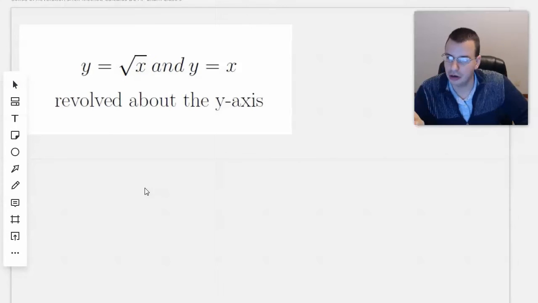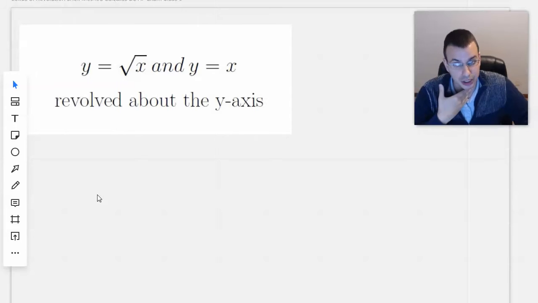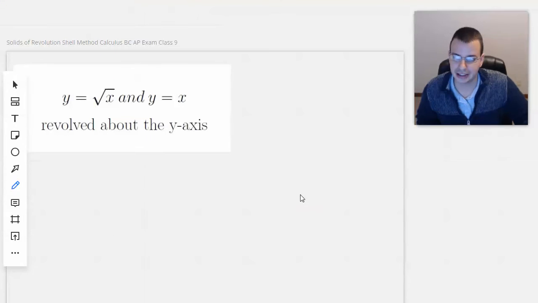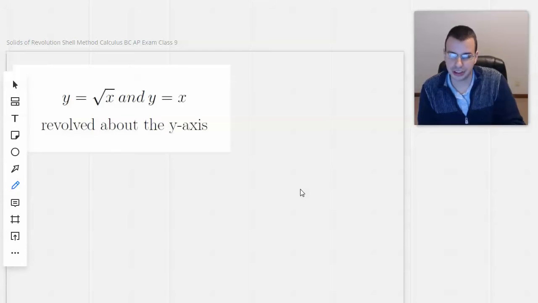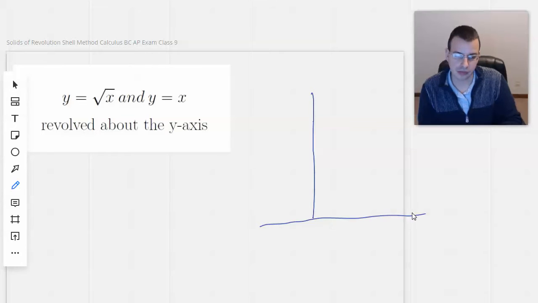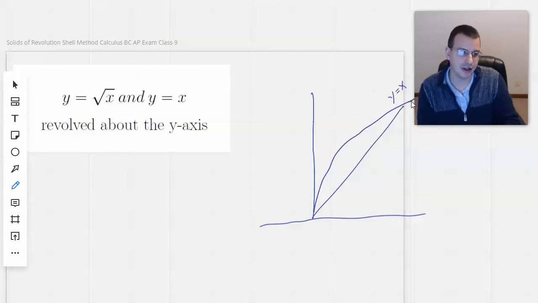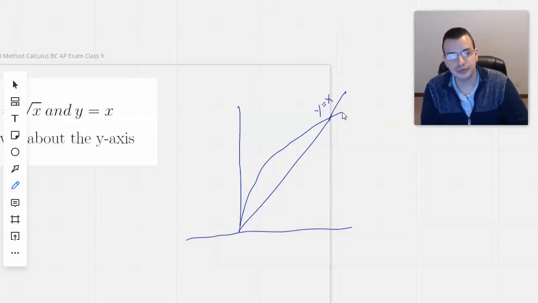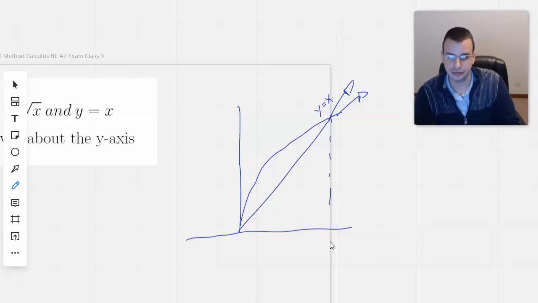So we have y equals square root of x and y equals x, and we are going to revolve such about the y-axis. So let's see here. This will be y equals x. And y equals square root of x will look something like this. And it'll be from 0 to 1.